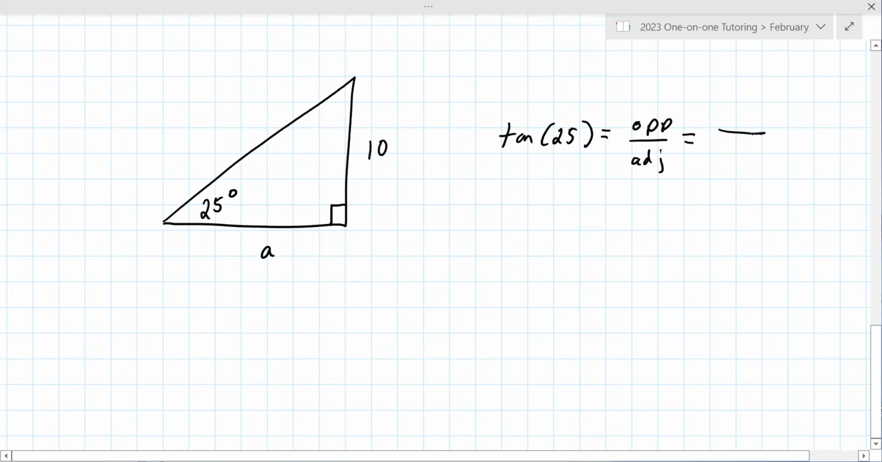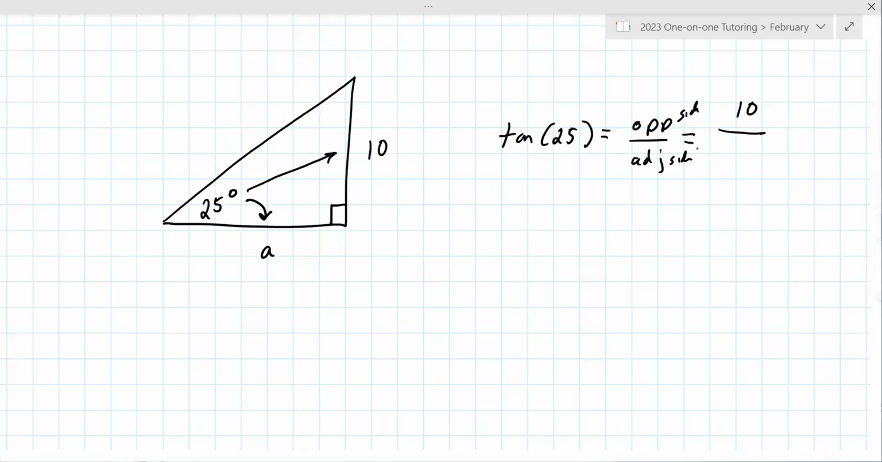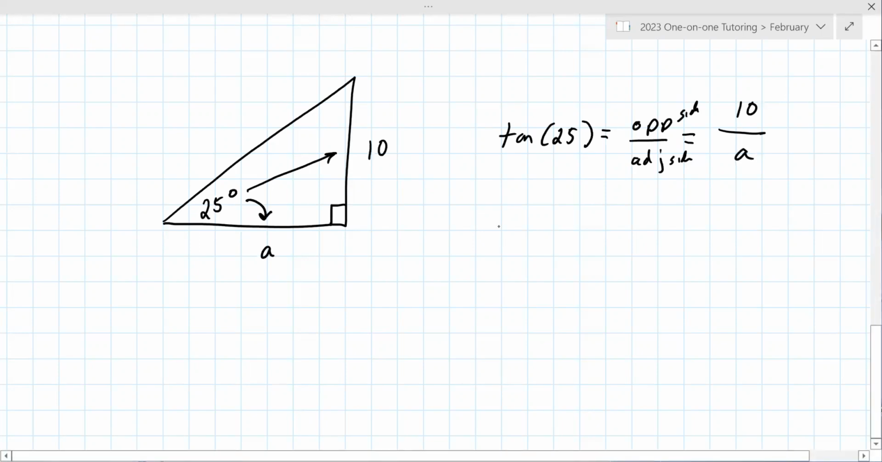Am I looking at opposite from the angle that's given? Yes, exactly. So that would be 10 over, I guess 25? Nope, because we want the side. It can't be a degree of an angle, it's not an angle, it's a measure of distance. That's right. So I'd write 10 over A for adjacent, because A is not known. So tangent of 25 equals 10 over A.